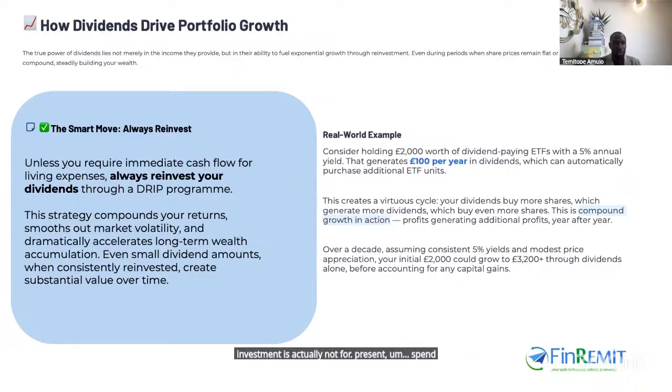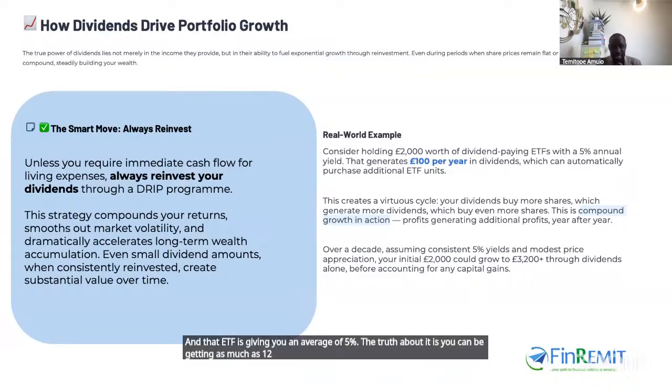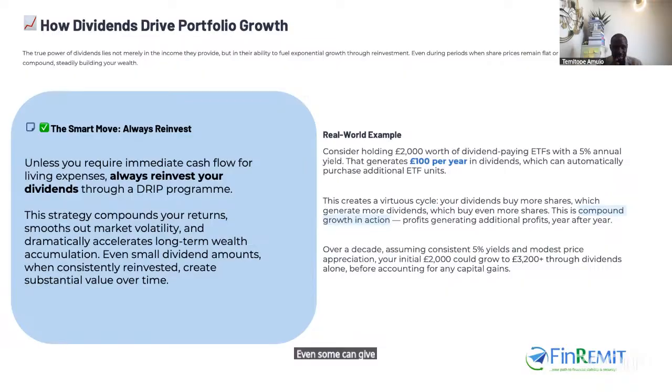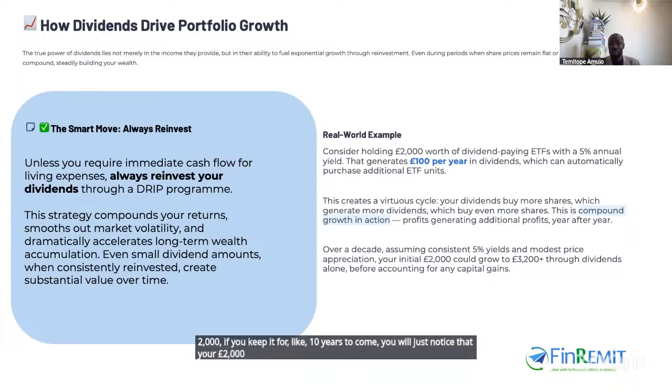spendings, it's for the future. So take, for example, if you just keep £2,000 in an ETF account, and that ETF is giving you an average of 5%. The truth about it is you can be getting as much as 12%, as much as 13%. Even some can give you 20%, depending on how the company is performing. But if it is given at an average of 5%, which is almost the average, if you keep the £2,000 for like 10 years, you will notice that your £2,000 is now about £3,200.